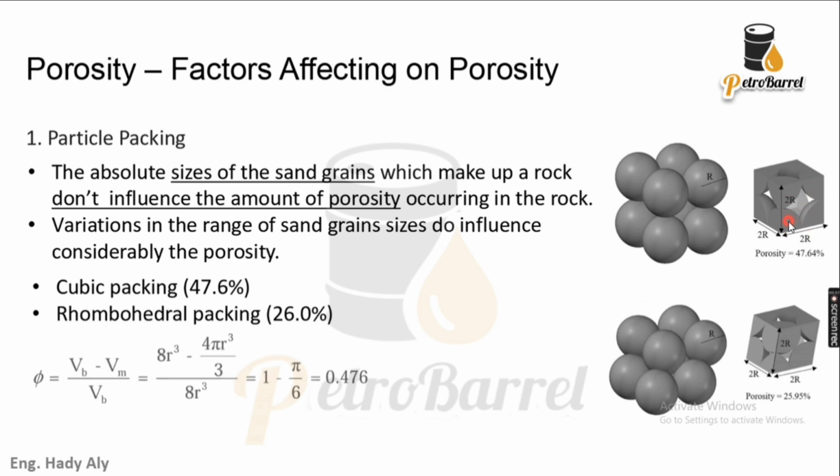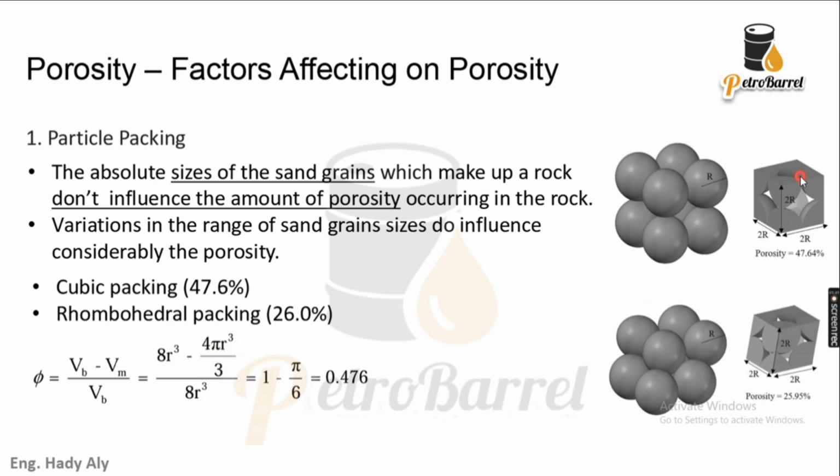So based on this volume, this is the bulk volume, or the total volume of this section or cube. As I said in the first video, based on the definition, the porosity equals the pore volume divided by the bulk volume, and the pore space volume equals the bulk or total volume minus the matrix volume. Based on this section, if I'm talking about cubic packing, we have 8r³ equivalent to the bulk volume, and the matrix volume equals 4/3 multiplied by πr³.